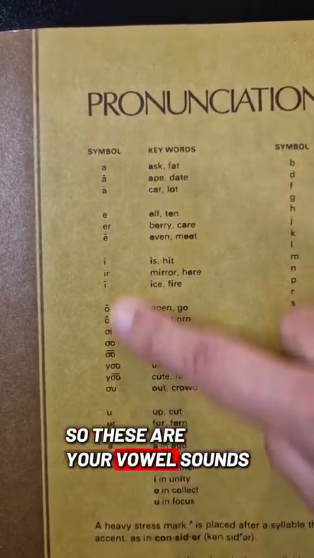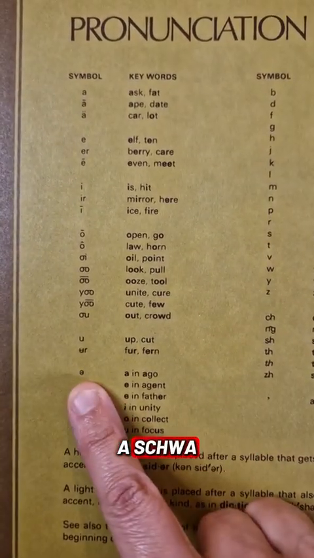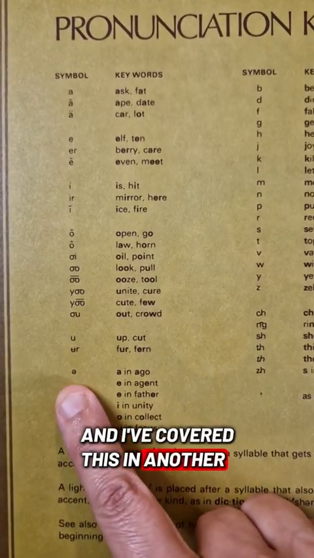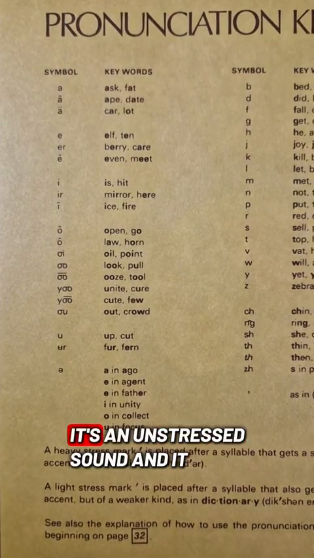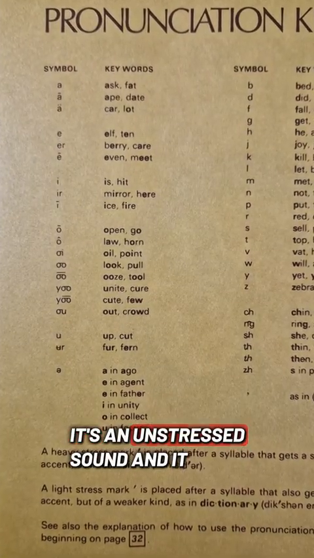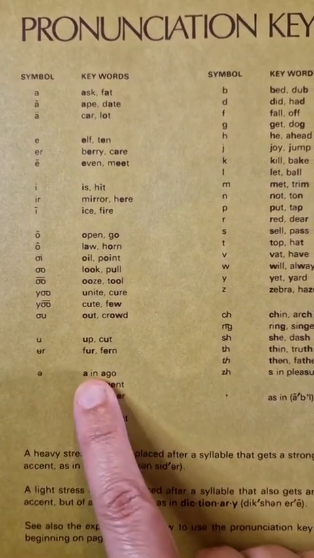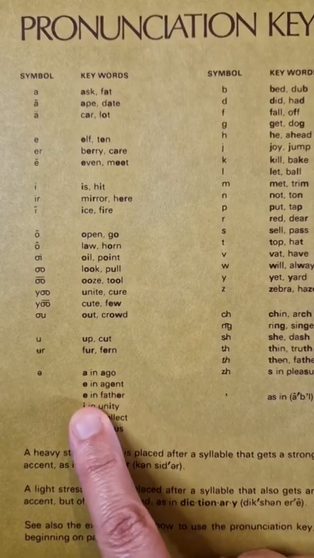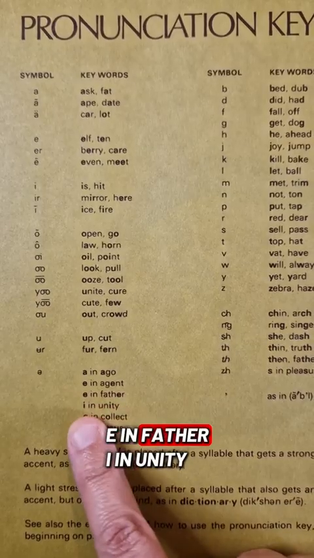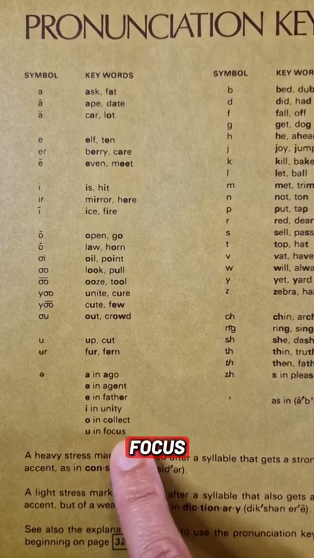So these are your vowel sounds. Then we have here what's called a schwa. And I've covered this in another video. So this is an upside down E. It looks upside down. And what it is, it's an unstressed sound. And it sounds like: A in ago, E in agent, E in father, I in unity, O in collect, and U in focus.